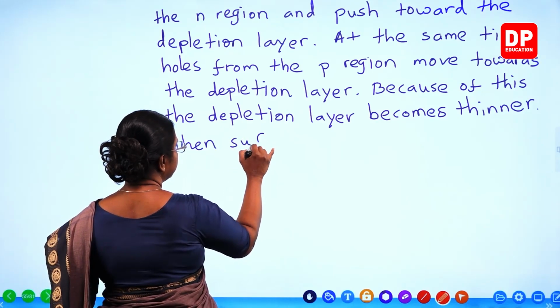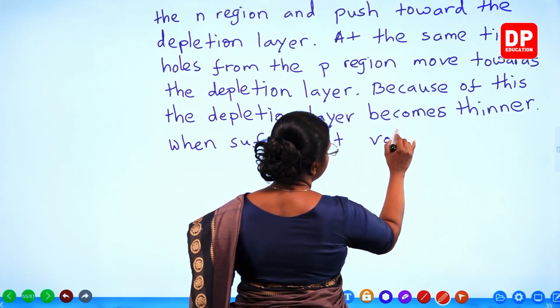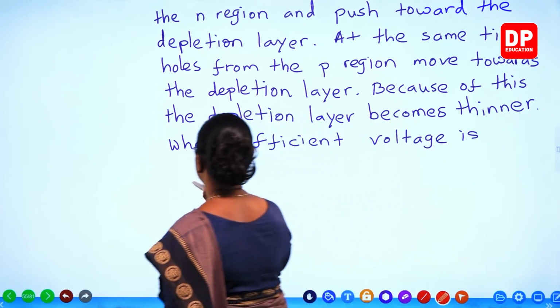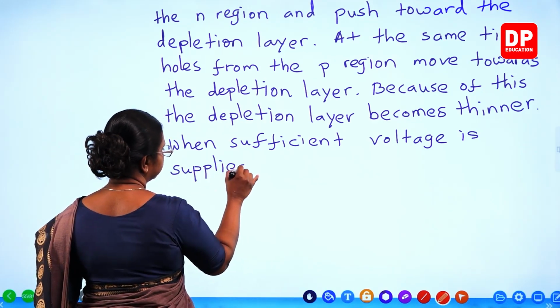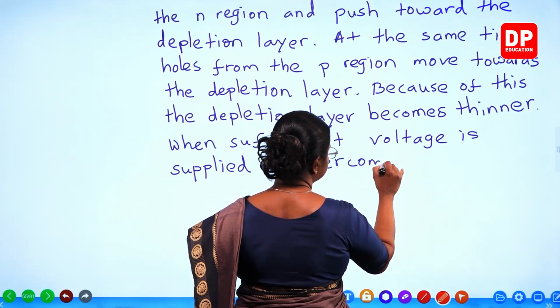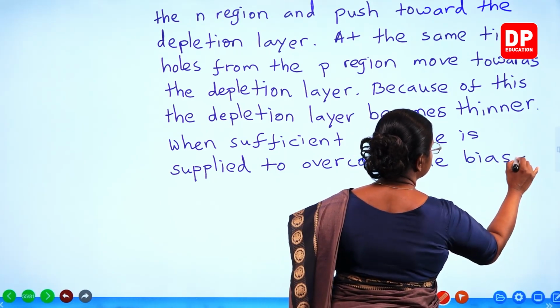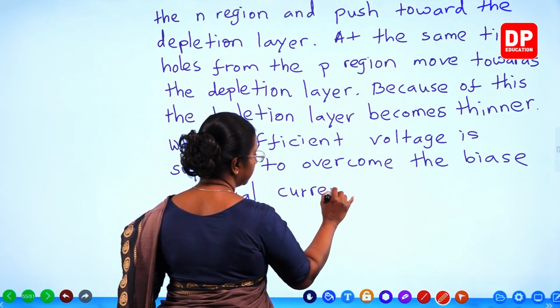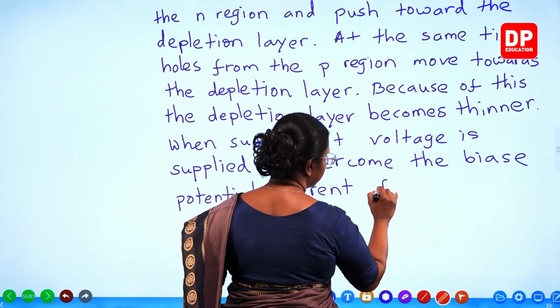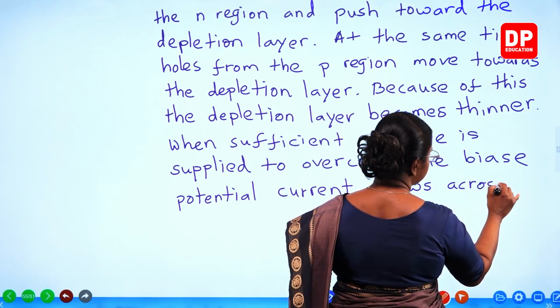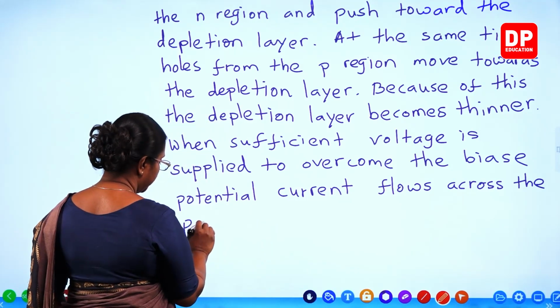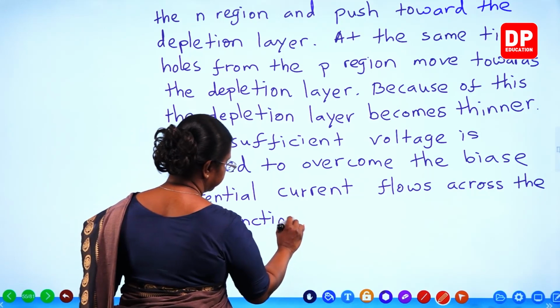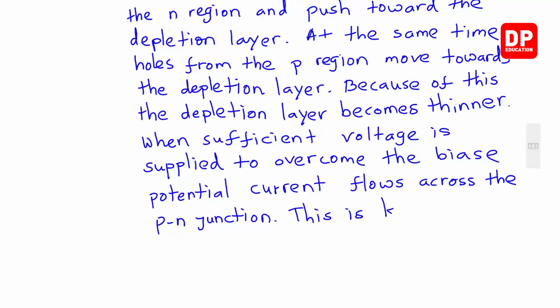When sufficient voltage is supplied to overcome the bias potential, current flows across the PN junction. This is known as forward biasing.